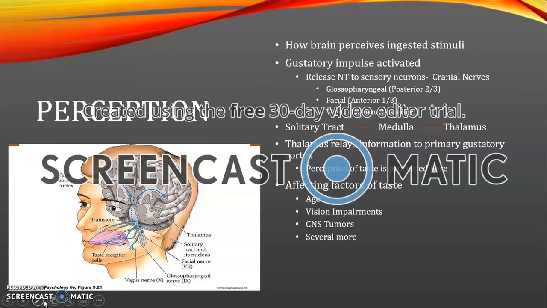As you know, we went through the normal process of how taste goes to sensation and perception, but there are several factors that can affect taste. Age being one, the way your neurons process different things. As you know, neurons die as you age, so those sensations and perceptions won't be as heightened or as strong as they would when you were younger. Other things that can affect it are vision impairment, central nervous system tumors, and there are definitely several other factors that can affect it as well.